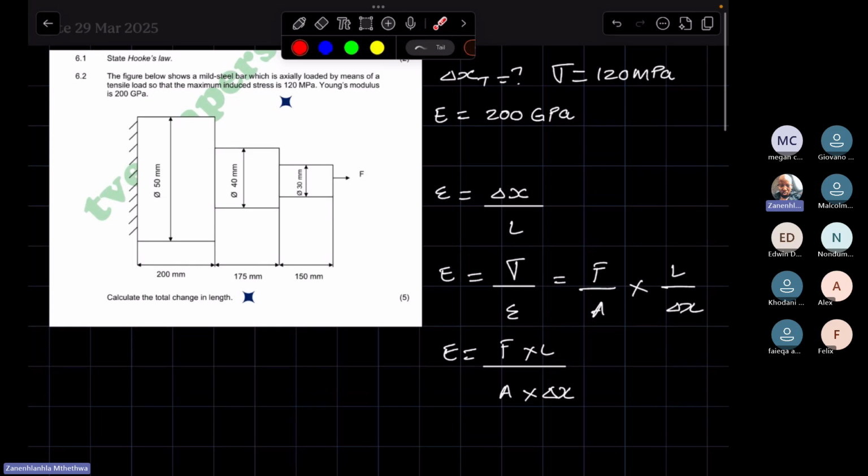Now, this is what we are looking for in each section of the composite material: the change in x. We have the length of each section. We've been given the diameters of each section, so essentially we have the area of each section. We have the Young's modulus of elasticity for the material. As things stand we have two unknowns, but we have enough information to calculate F. So the question is, how are we going to calculate F?